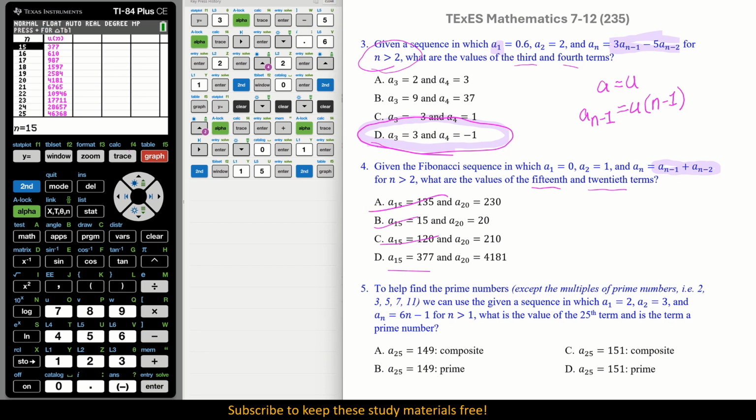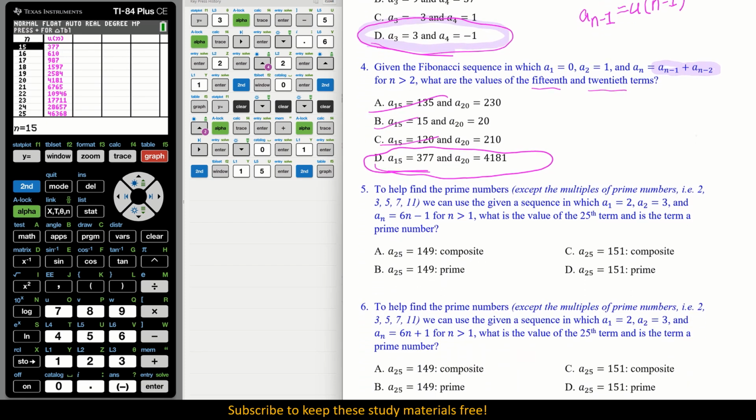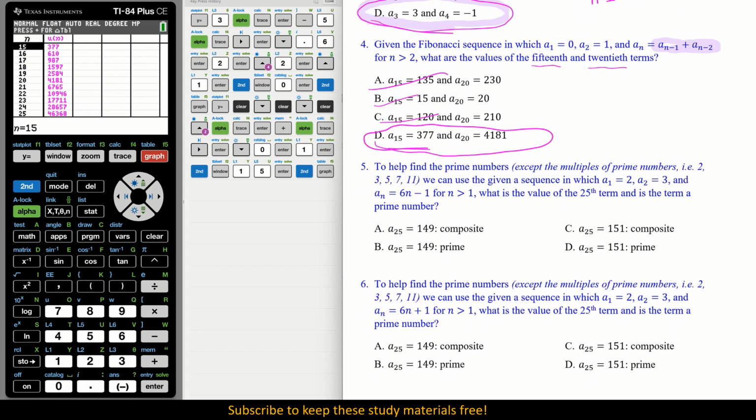So it looks like we may want D again. But let's look at the 20th. Yes, 4184. Verified. Nice. Okay, now let's go to number 5 and number 6. I really like these. I wish I would have known these when I was in school, a high school kid.